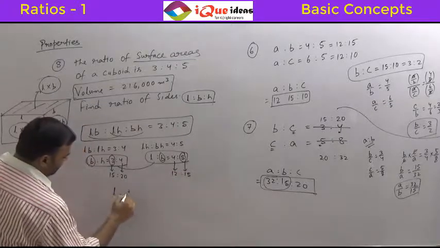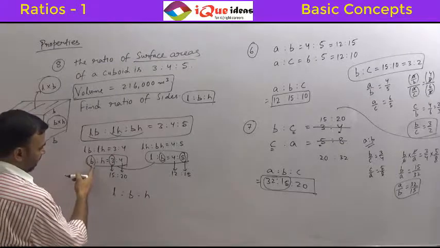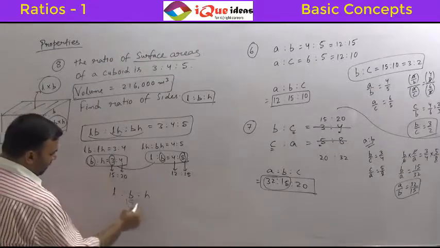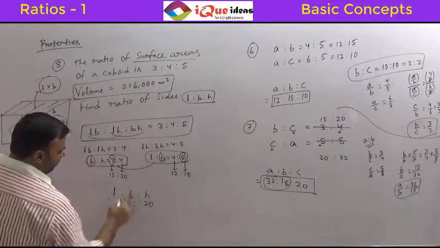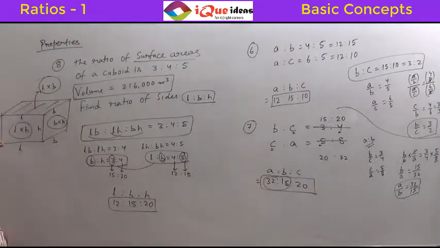So L is to B is to H will be, now see, which one is common? B, and for B we have taken 15. Now when B is 15, H has to be 20. And when B is 15, L has to be 12. So the answer is 12 is to 15 is to 20. Or 20 is to 15 is to 12. Don't worry. In the options there will be only one of them. So this is one way of doing it.